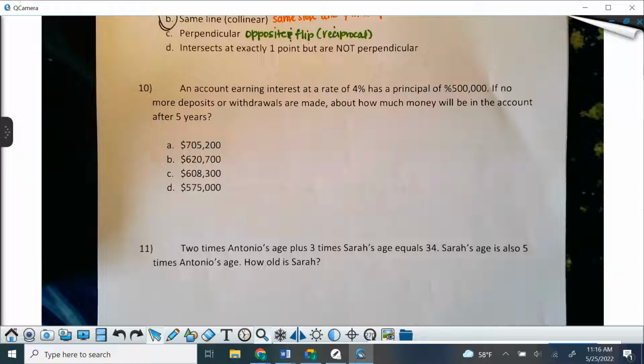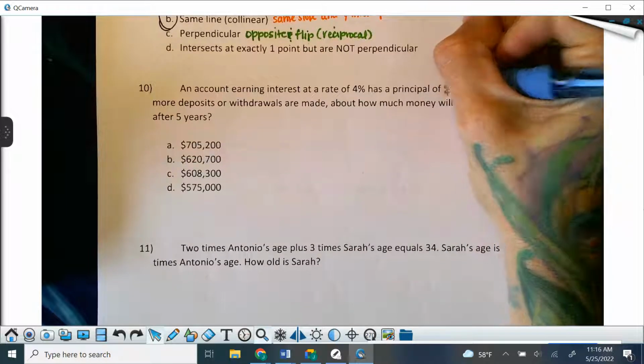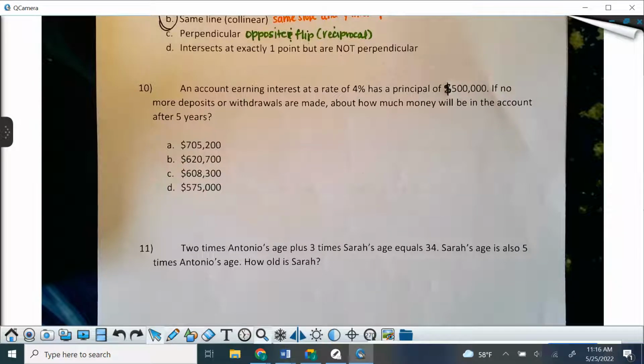All right. An account earning interest at a rate of 4% has a principal of, oh, that's not supposed to be a percentage sign. That's supposed to be a dollar sign. That's what I get for typing too fast. $500,000. If no more deposits or withdrawals are made, about how much money would the account have after 5 years?